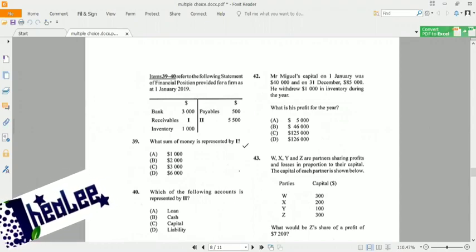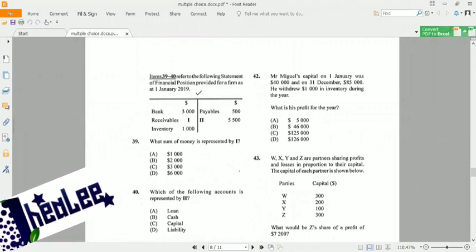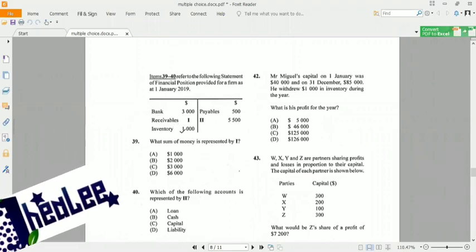Which knowledge are you going to use? If this is a balance sheet, and these items you're looking at, what do you classify them as? Assets, miss. So, miss, we're going to try and find the capital.